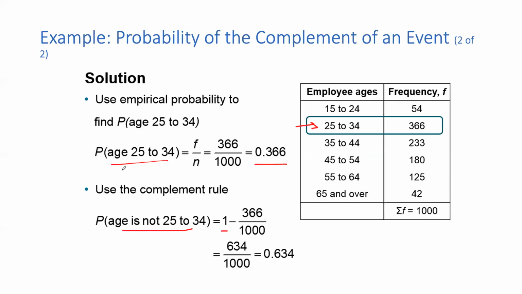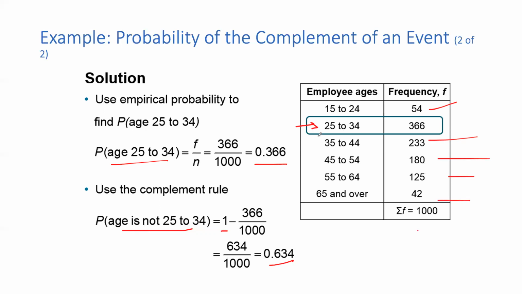The probability that someone's age is not between 25 to 34 is 1 minus the probability that the age is between 25 and 34. So that's 1 minus 366 over 1,000, or 634 over 1,000, or 0.634. Intuitively it should all make sense that it should be the same as adding up these 1, 2, 3, 4, 5 numbers and dividing by 1,000.